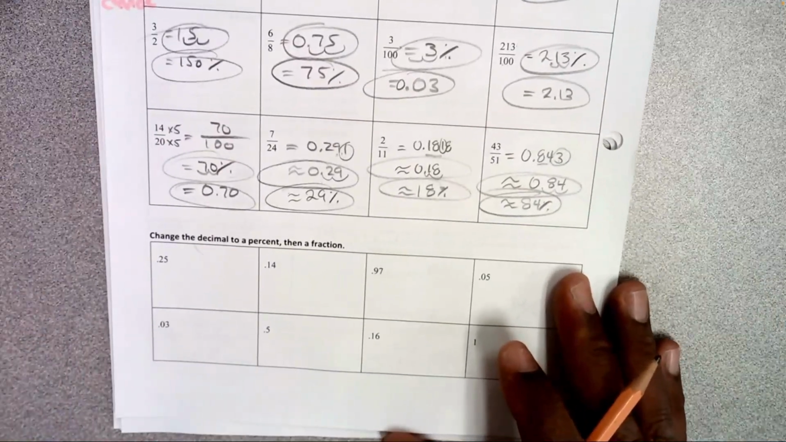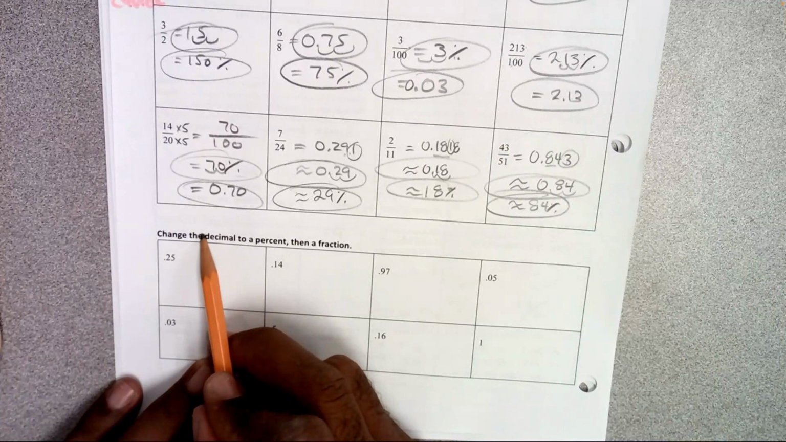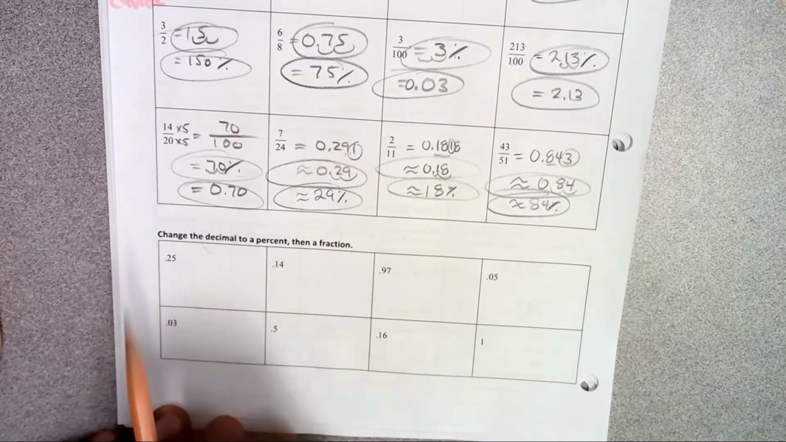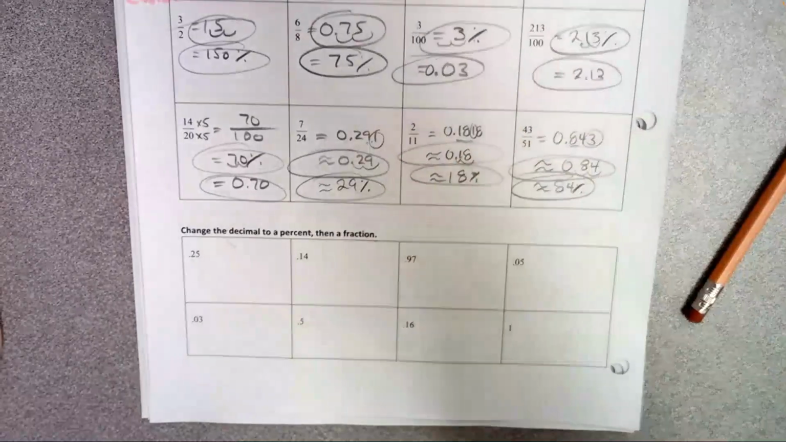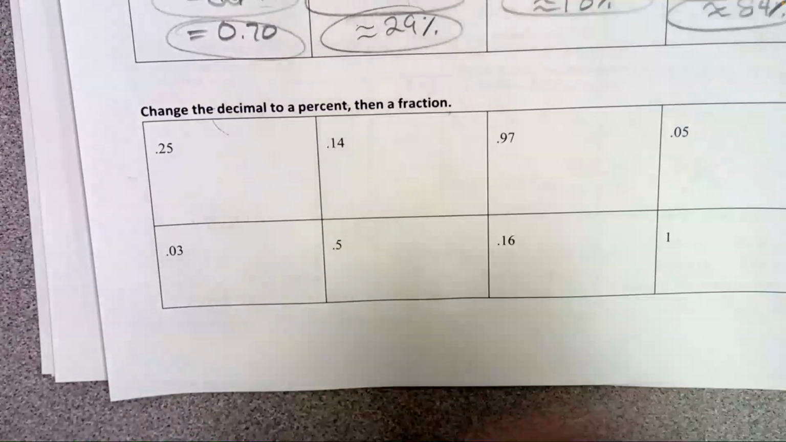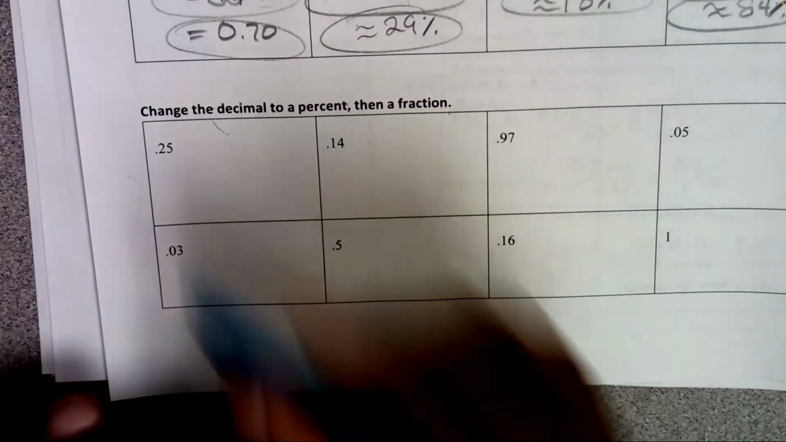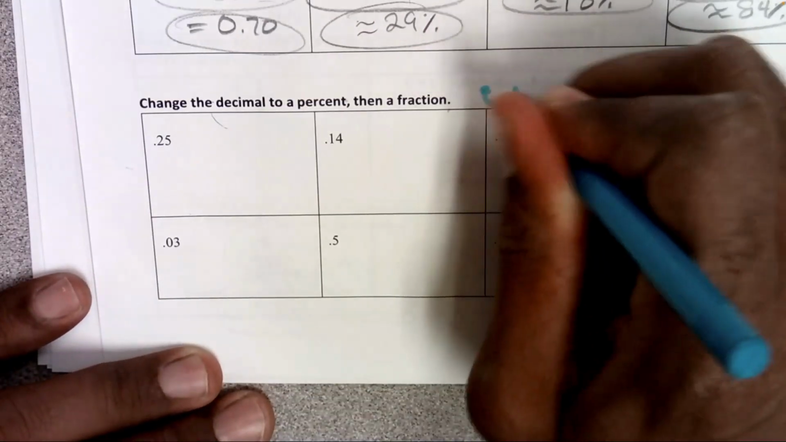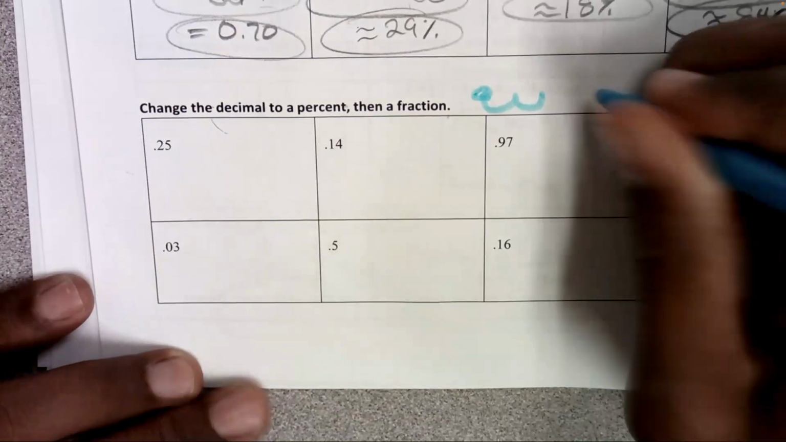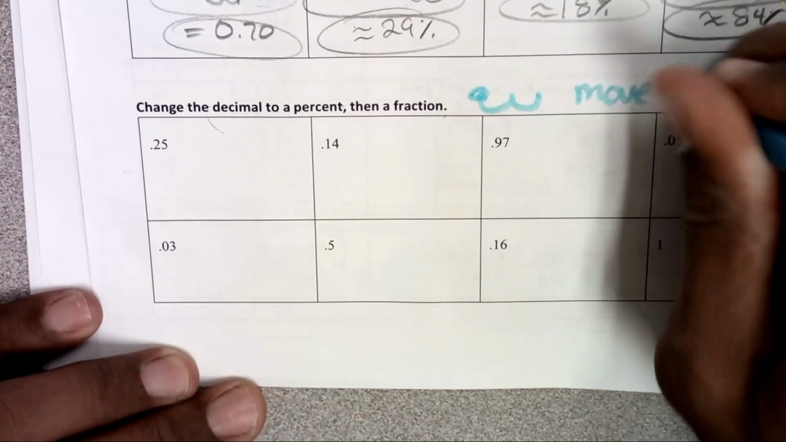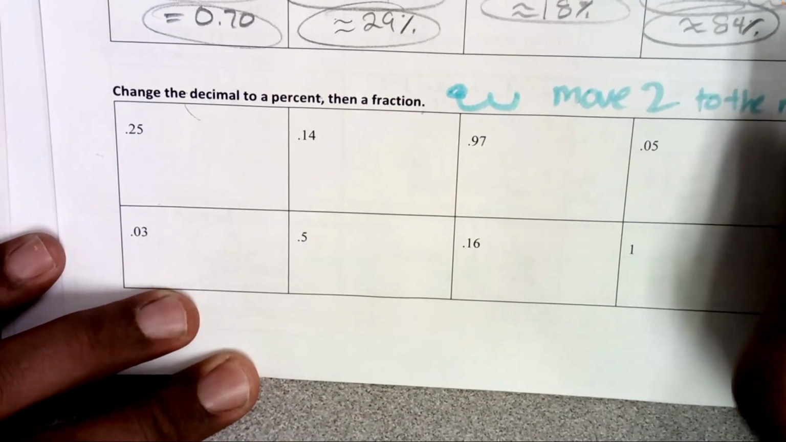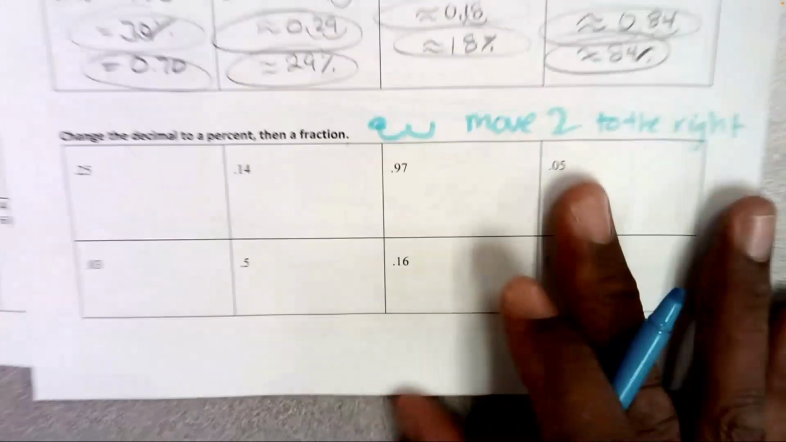Okay, so now we're going to go decimal to percent, then a fraction. Okay, so decimal to percent. So this is just like what we just did a second ago, except we're not starting with a fraction, we're starting with a decimal. We've got to move it to the right. You always move 1, 2. So move 2 to the right. Okay, so what I just wrote, move 2 to the right.